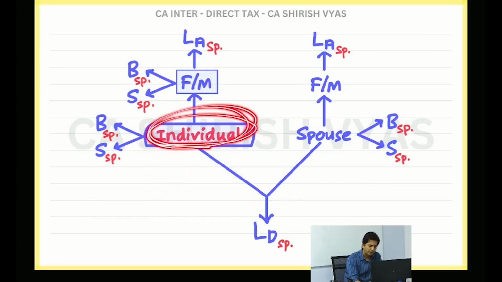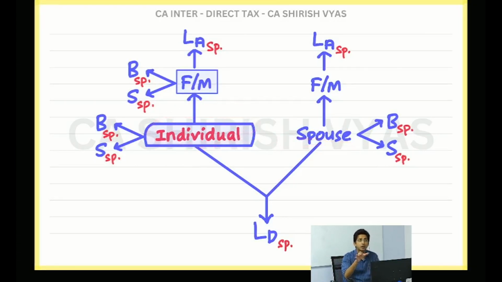For me, who are the relatives? My spouse. See, we don't say wife. Spouse is a general term. In case I am a lady, then spouse means husband. But I am not a lady, I am a man. So for me, the spouse is wife. So law has to use a general term, spouse.